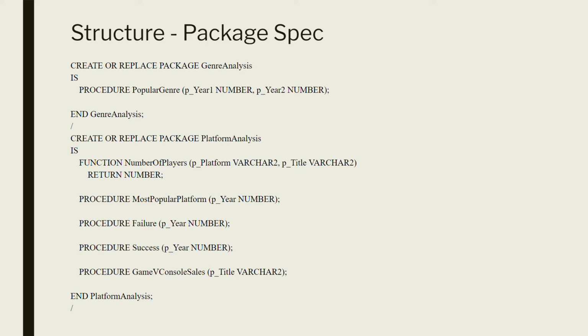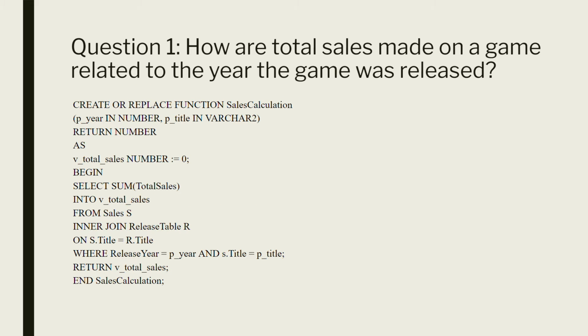Question 1. How are total sales made on a game related to the year the game was released? I chose to create a function named sales calculation with 2 input parameters, the year the game was released and the title of the game. I thought a function would be the most appropriate as the return value labeled total sales is a dollar amount that can be used in other queries.